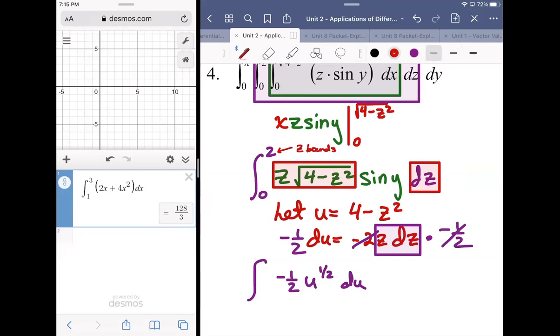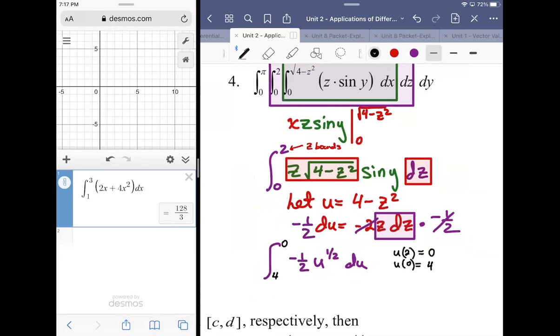So what I want them to be is u bounds. What I would do is evaluate my u function for 2 and for 0. When I pop in a 2 for z, I get 4 minus 4 is 0. Pop in a 0 for z, I get 4 minus 0 is 4. So from 4 to 0 would be my brand new bounds. And now I don't have to worry about reversing the substitution process.